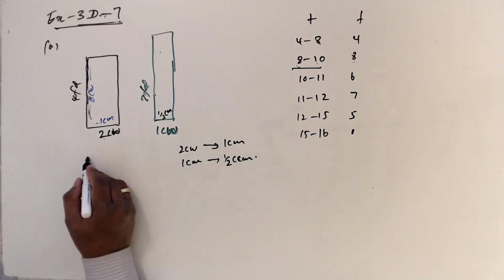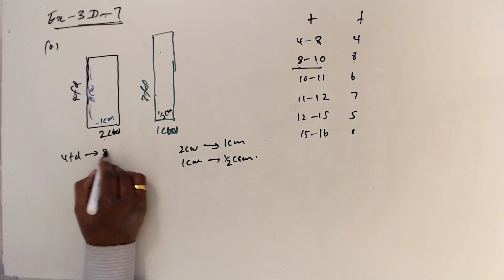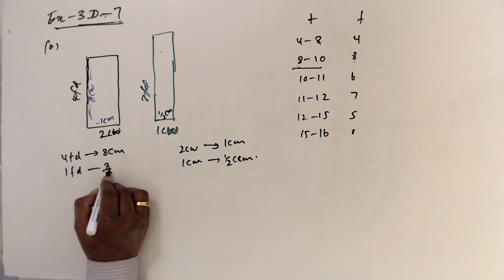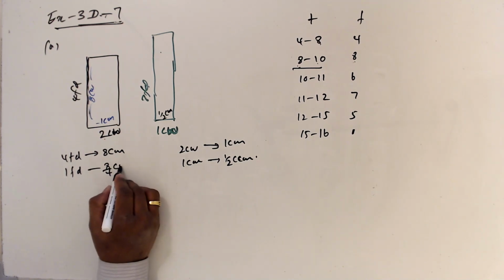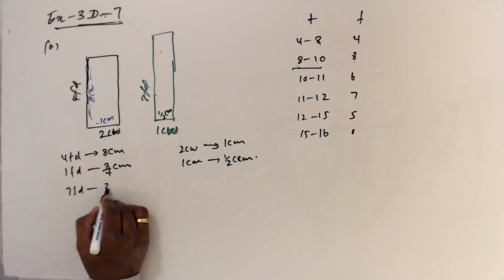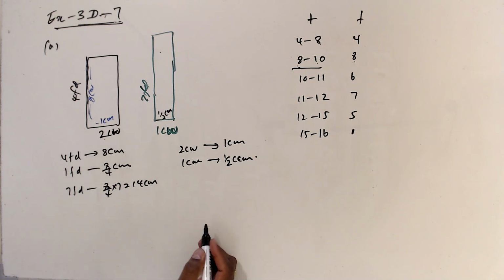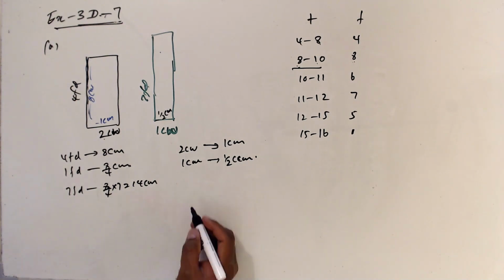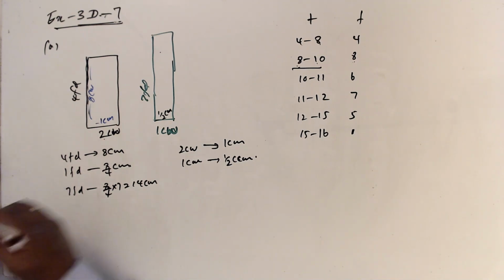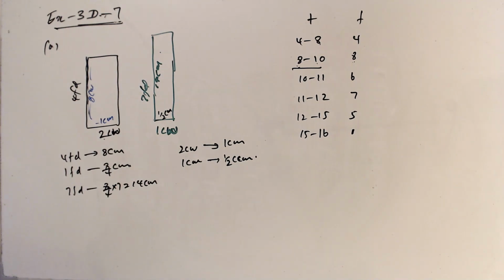Now, 4 frequency density is represented by 8 centimeter. So 1 frequency density is 8 divided by 4 centimeter. Then how many do we need? 7. So 8 divided by 4 times 7, that is 14 centimeter. So this is going to be 14 centimeter. So now it's done.